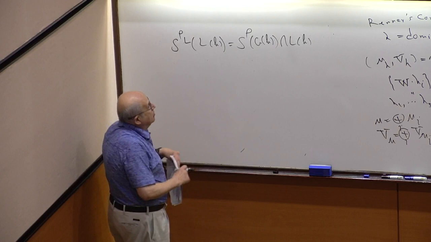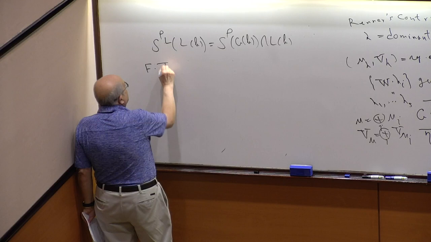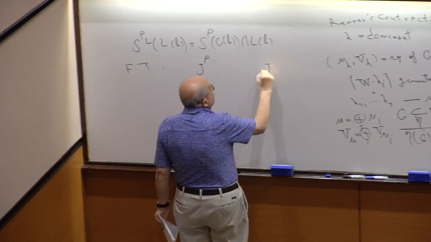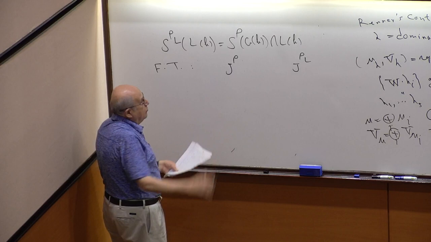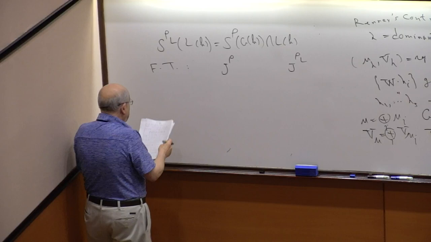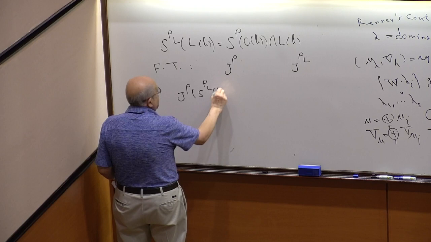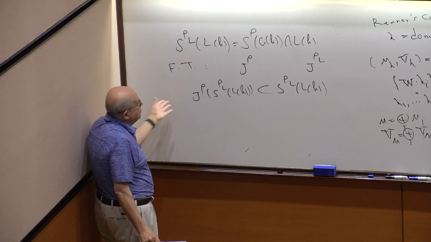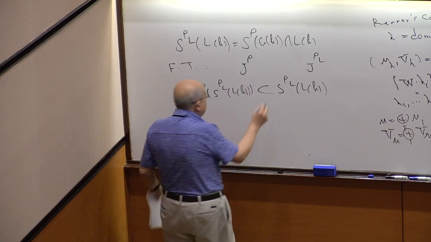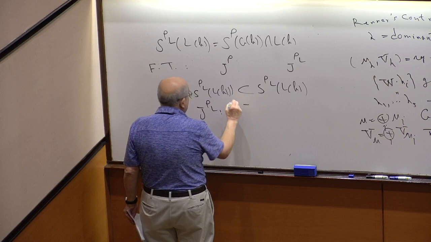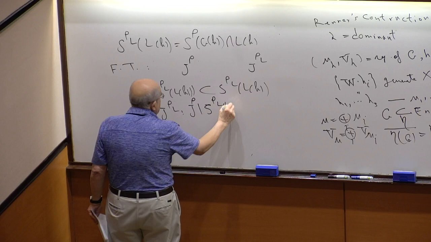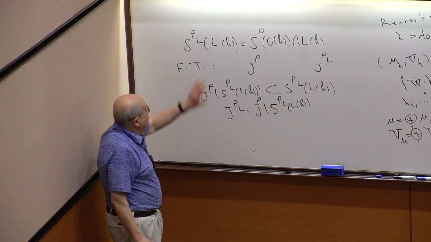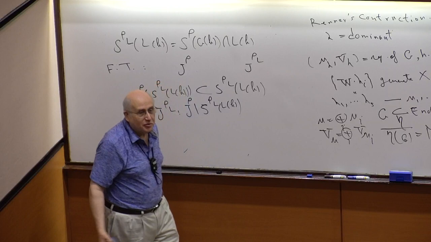And then, of course, what about Fourier transforms? You would need a Fourier transform for ρ, and you would need a Fourier transform for ρ_L. To make multiplicativity really go through, this should be the restriction of this. So you must expect that J_ρ of S_ρ(L) must be contained in S_ρ(L(K)). Under this assumption, you can define J_{ρ,L} just to be the restriction of J_ρ to S_ρ(L). So you have the two Fourier transforms, and in principle, they are all conjectural.